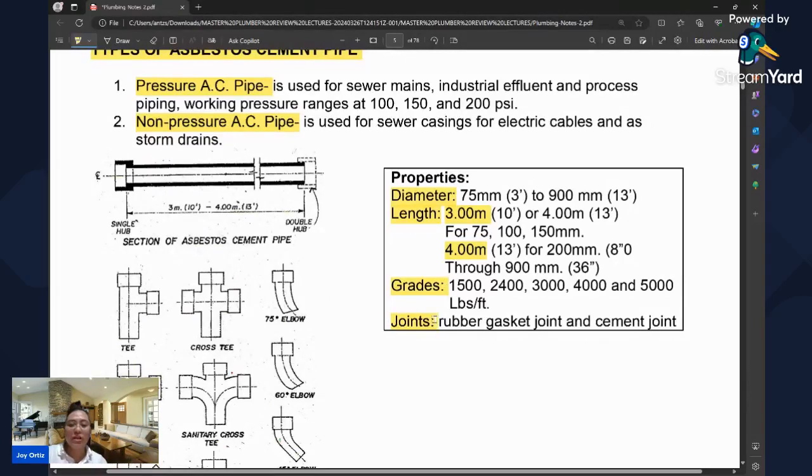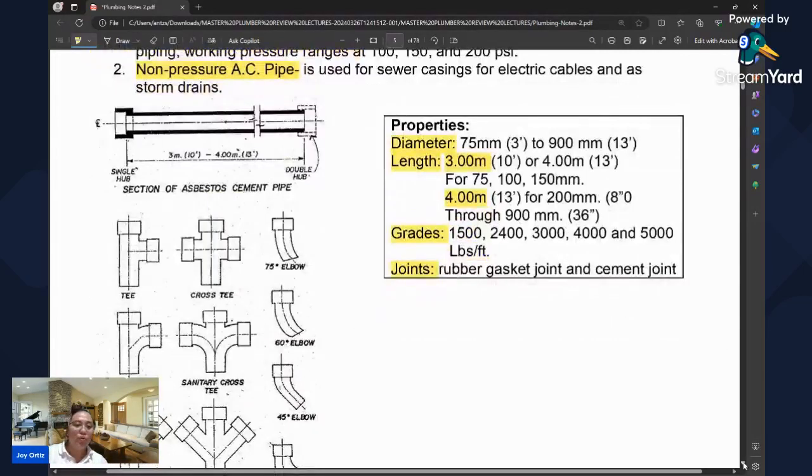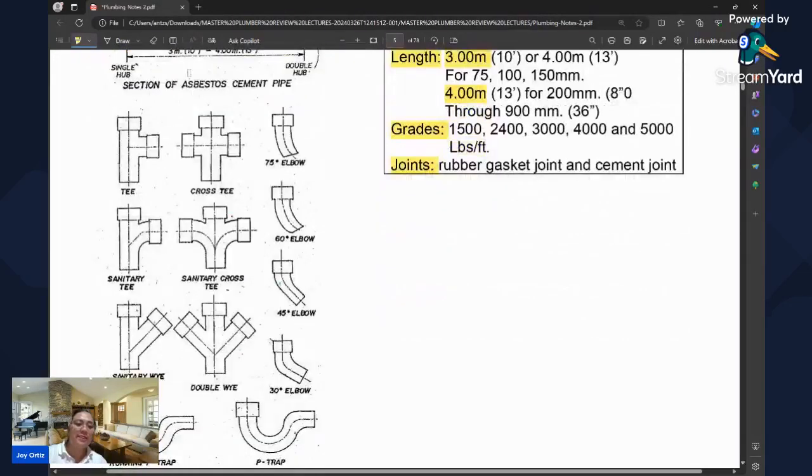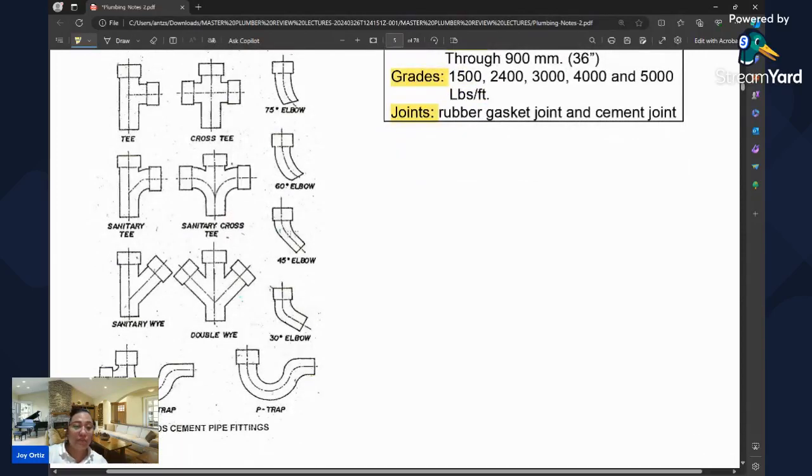We have also the joints, rubber gasket joint, and the seam joint. So, yan po yung mga joints natin. So, here's the different design. We have the T. This is the T. The cross T. This is 75% elbow. Here's the sanitary T. And this is the sanitary cross T. We have also the 60% elbow. That's a 60% elbow. We have also the 45% elbow. This is the sanitary Y.